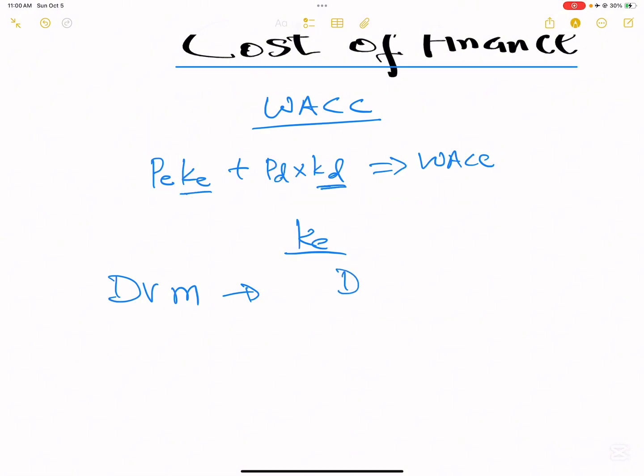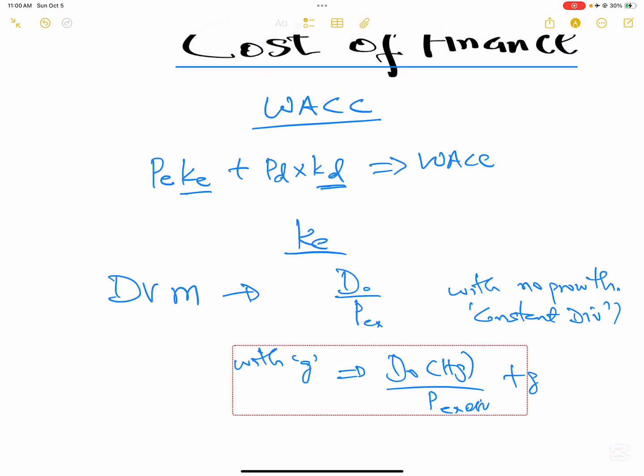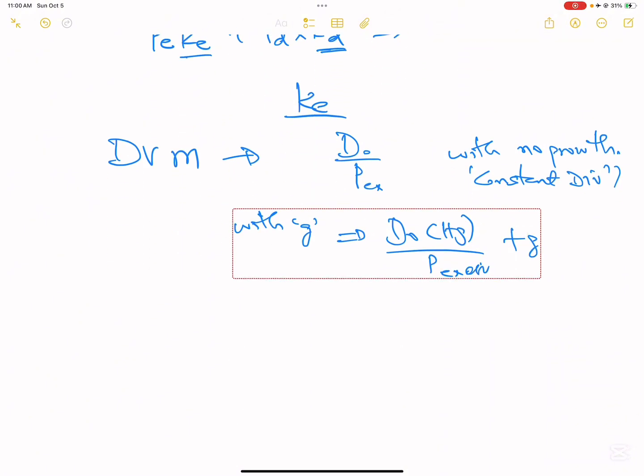If there's no growth, we said it's just D0 divided by the price ex-dividend. And this is with no growth. So dividend is just constant dividend. However, there might be growth. And if dividend is growing, it means that you have to use a different formula that says D0 (1 plus g) over price ex-dividend plus g. Right. So remember that formula and try and practice how to use it.